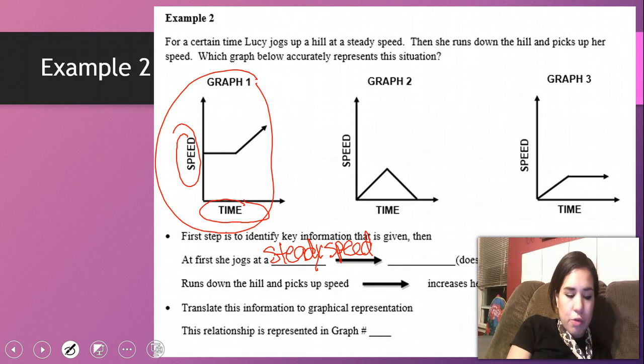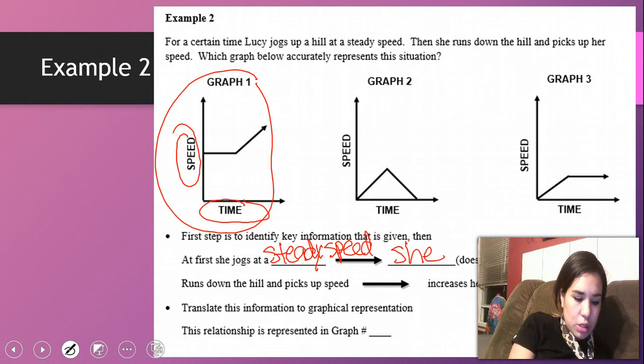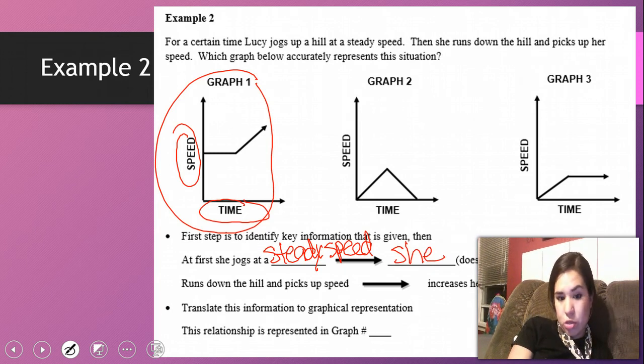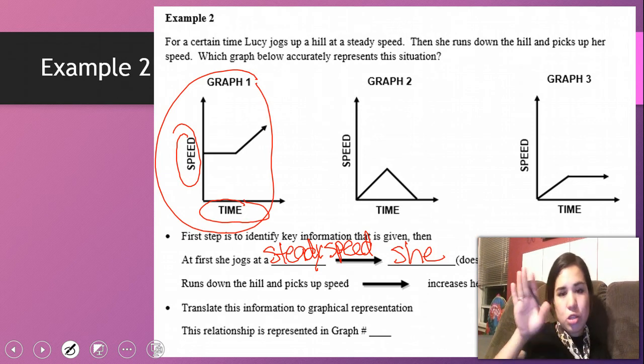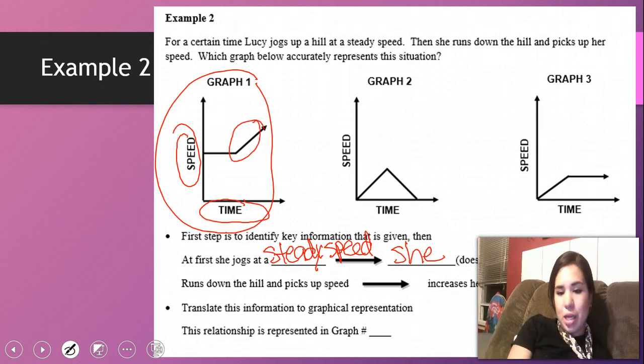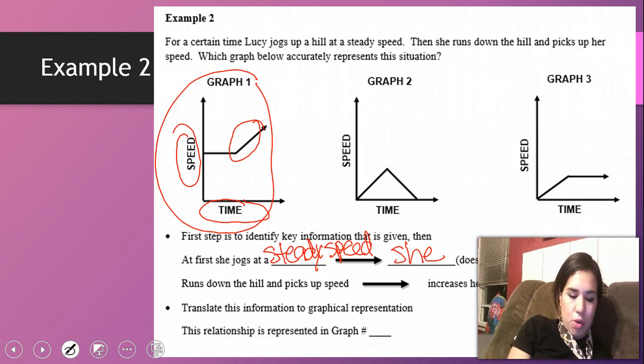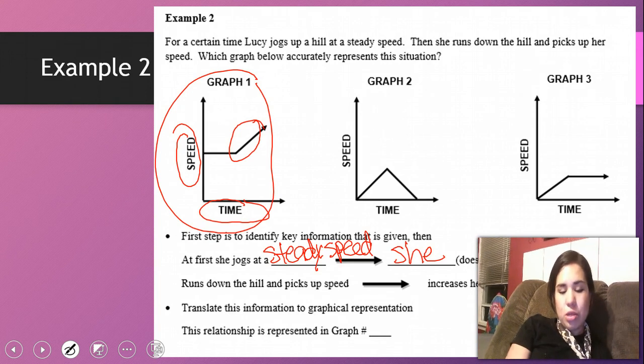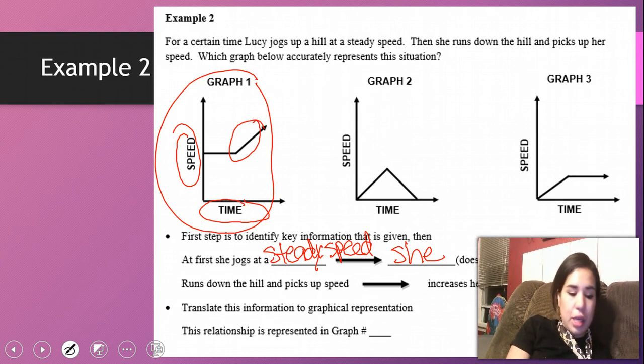Okay, so at first she jogs at a steady speed, so she does not increase or decrease her speed. So she runs down the hill and picks up speed. So from there, since her speed is increasing, we should see it going up. And again, that's this part right here. Her speed is increasing. So her speed is going up. You could draw an arrow of what it would look like. Translate this information to graphical representation. So the relationship that we see here is in graph number 1.